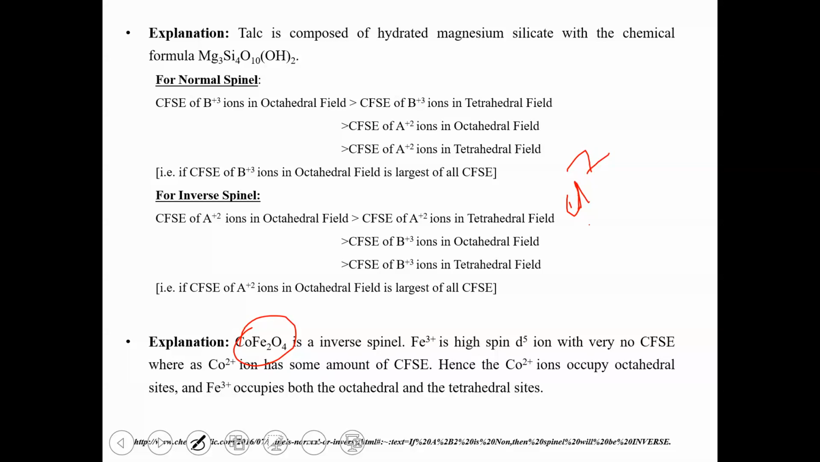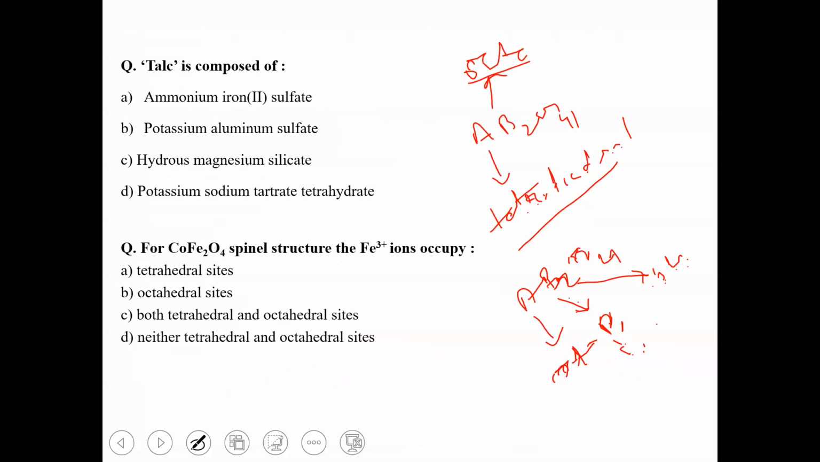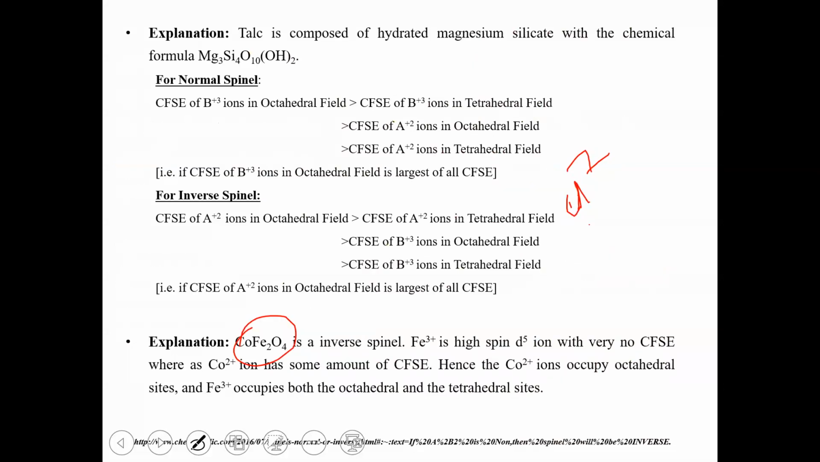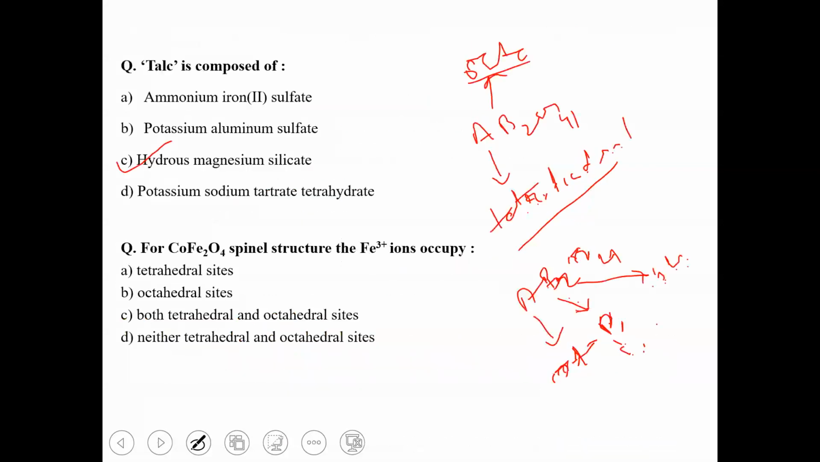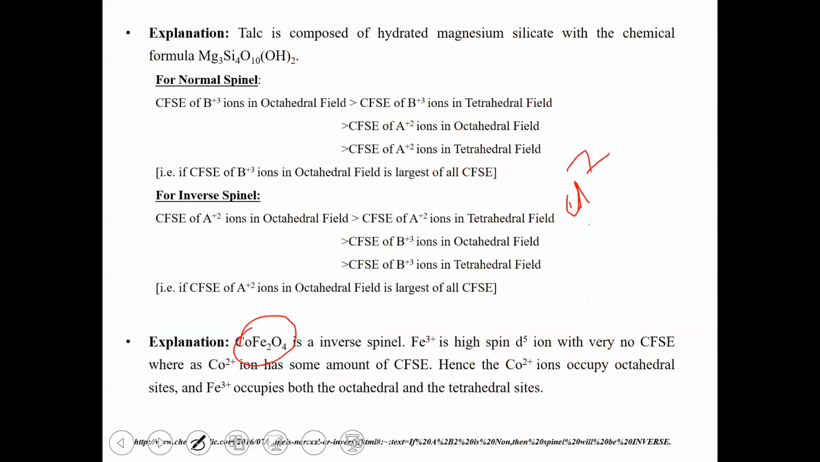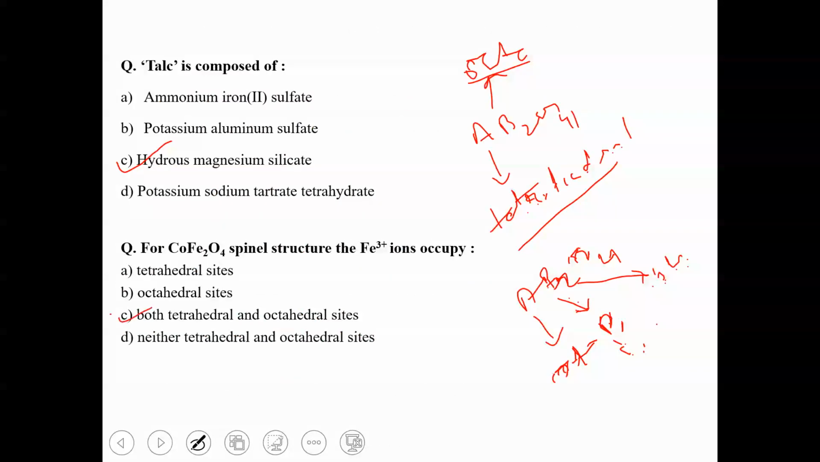Here Fe plus 3 has a lower stabilization energy as compared to cobalt plus 2, right? So this oxide will exhibit the inverse spinel structure. Okay, so the answer of the first one will be this one. It is asking which site it will occupy. As I have explained earlier, in inverse spinel, Fe plus 3 will occupy both the octahedral and tetrahedral sites, right? So the answer will be this one.